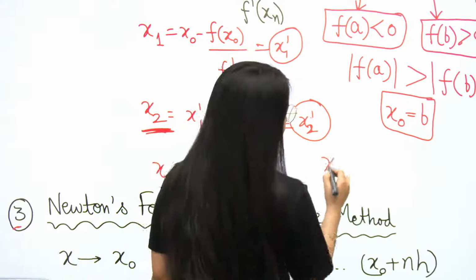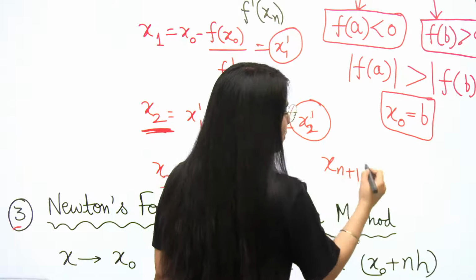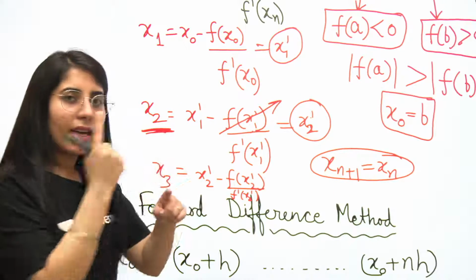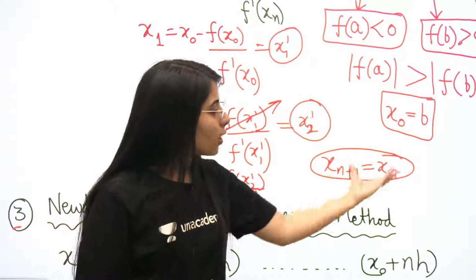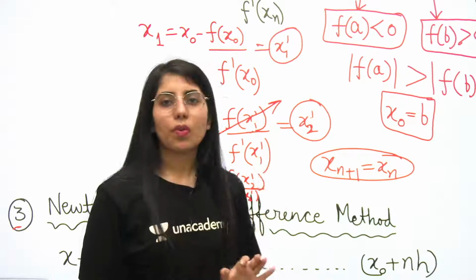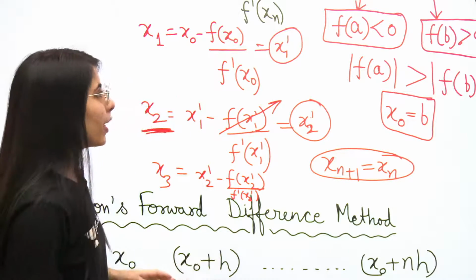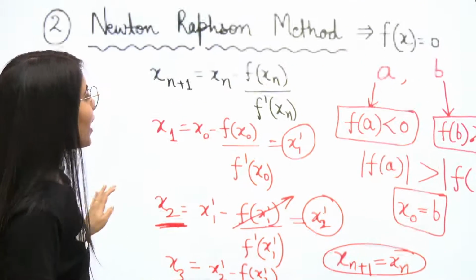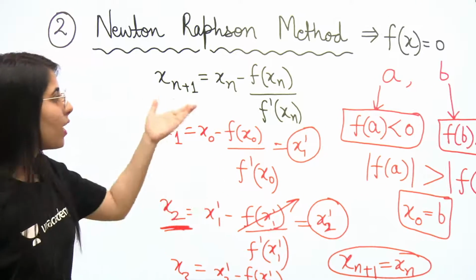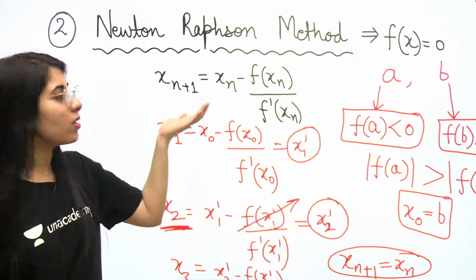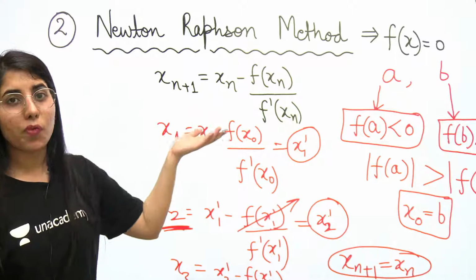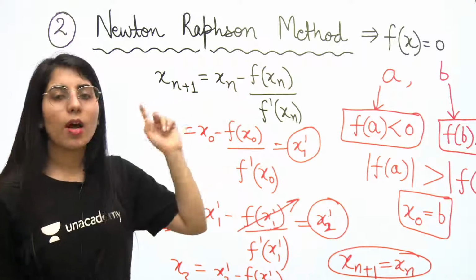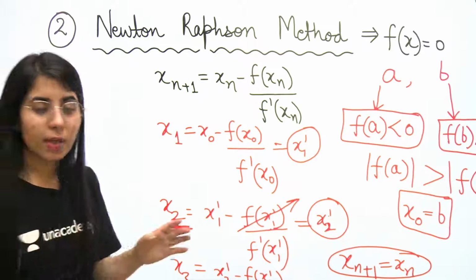In general, you can consider the condition x(n+1) is equal to xn. n plus 1 means just one number next than the n, but if these two values are equal, that is the root of the polynomial. This is how you will be able to get it, and that was our Newton-Raphson method. In the Newton-Raphson method, this formula is the very important one. This is the iterative formula, which is x(n+1) is equal to xn minus f(xn) upon f dash (xn), which is very important.